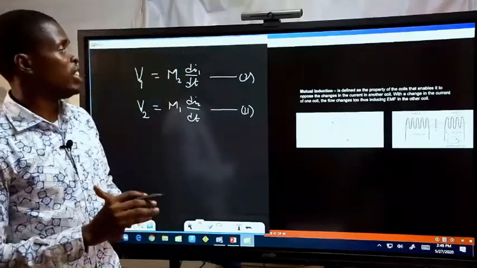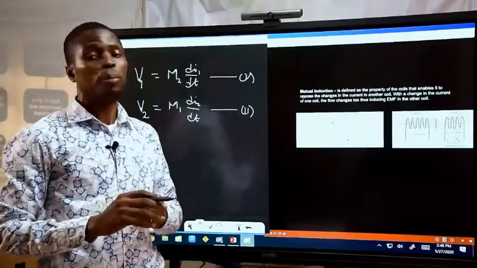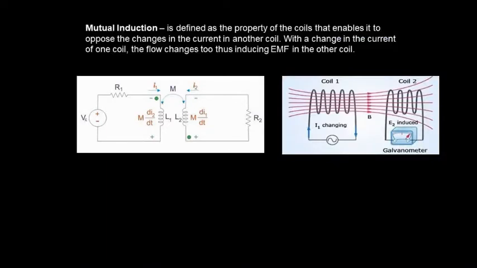So mutual induction is the property of the coil that enables it to oppose the changes in current in another coil, with a change in the current of one coil. The flux changes, thus inducing EMF in the other coil. So the EMF is always induced based on the change in one.